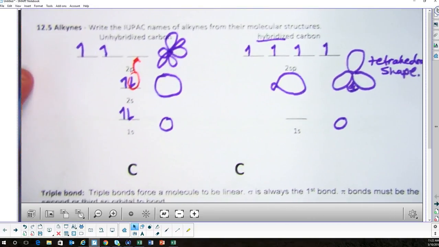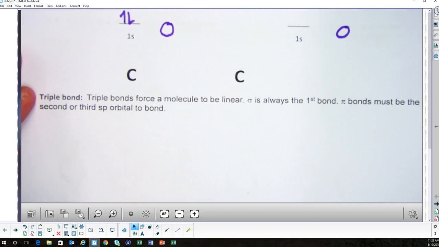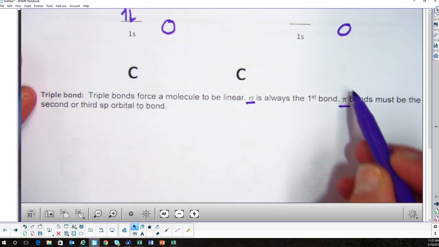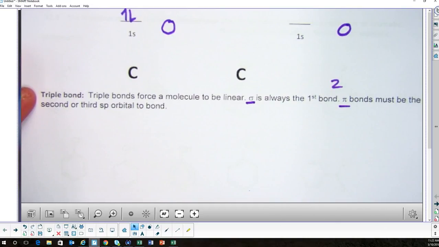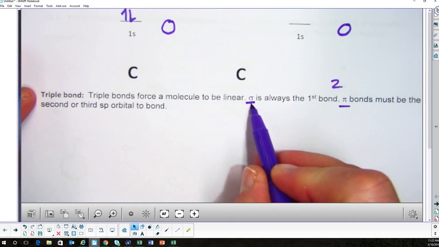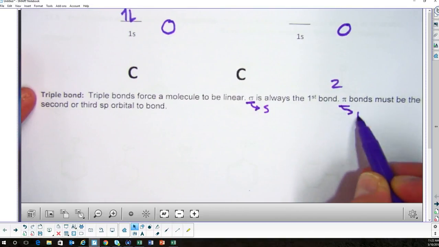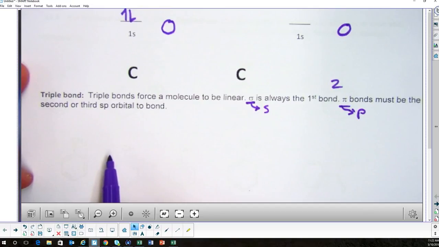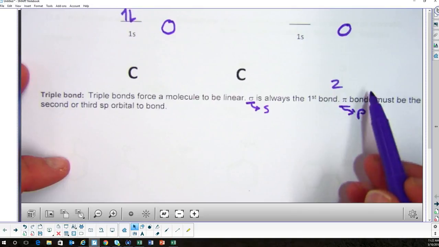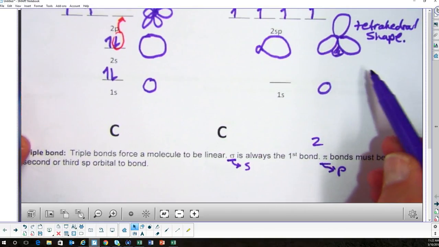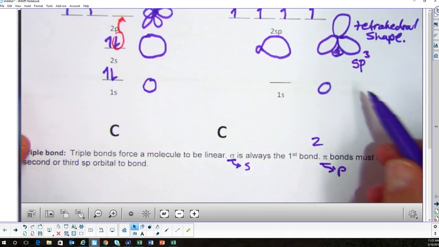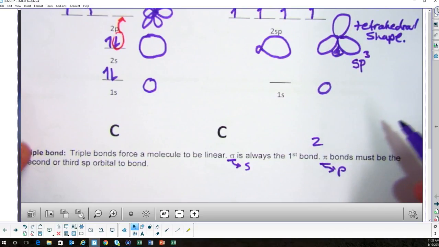Okay, so let's go down to talk about a triple bond. We've sort of already talked about it before. Remember, in a triple bond, we have 1 sigma and 2 pi bonds. Remember, sigma is your s, pi is your p's. So as we're looking at it, we have a sigma bond and a pi bond. And when we get to this shape that we had up here, this is known as an sp3 hybridization. If I'm bonding, I can bond sp3.